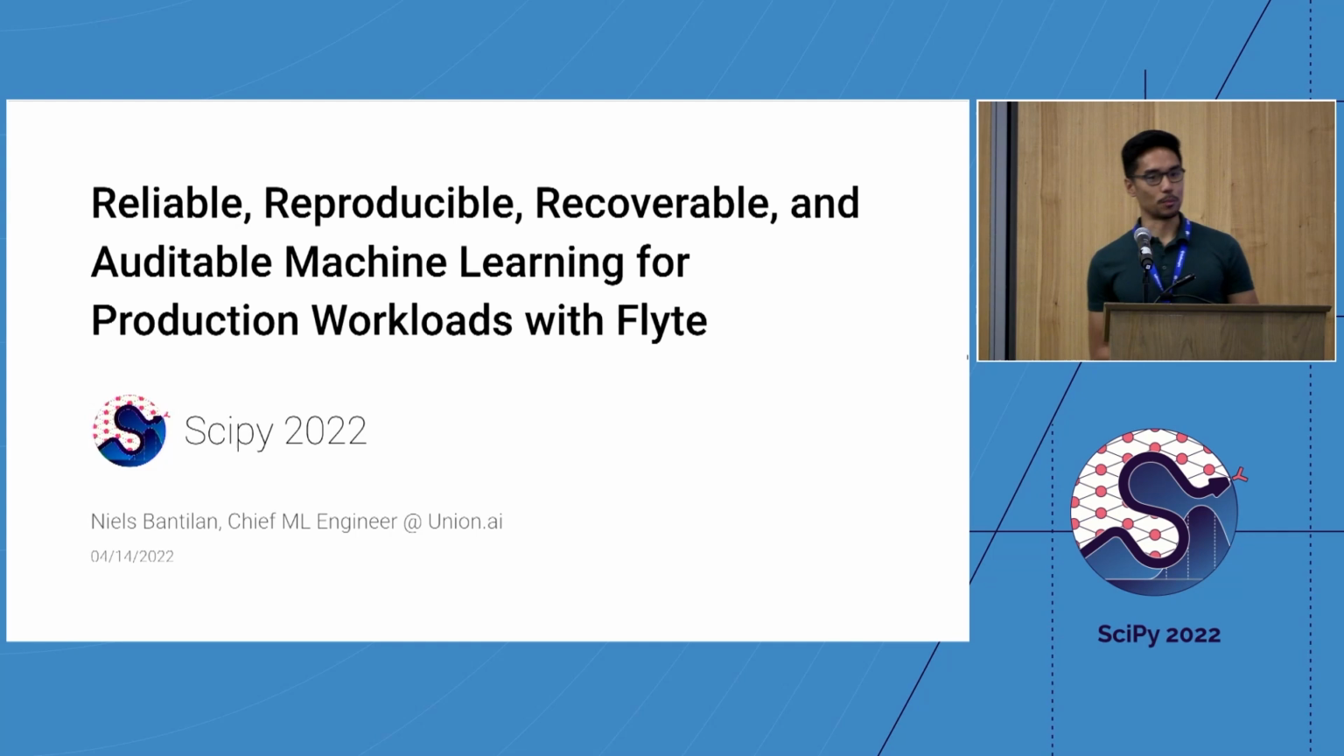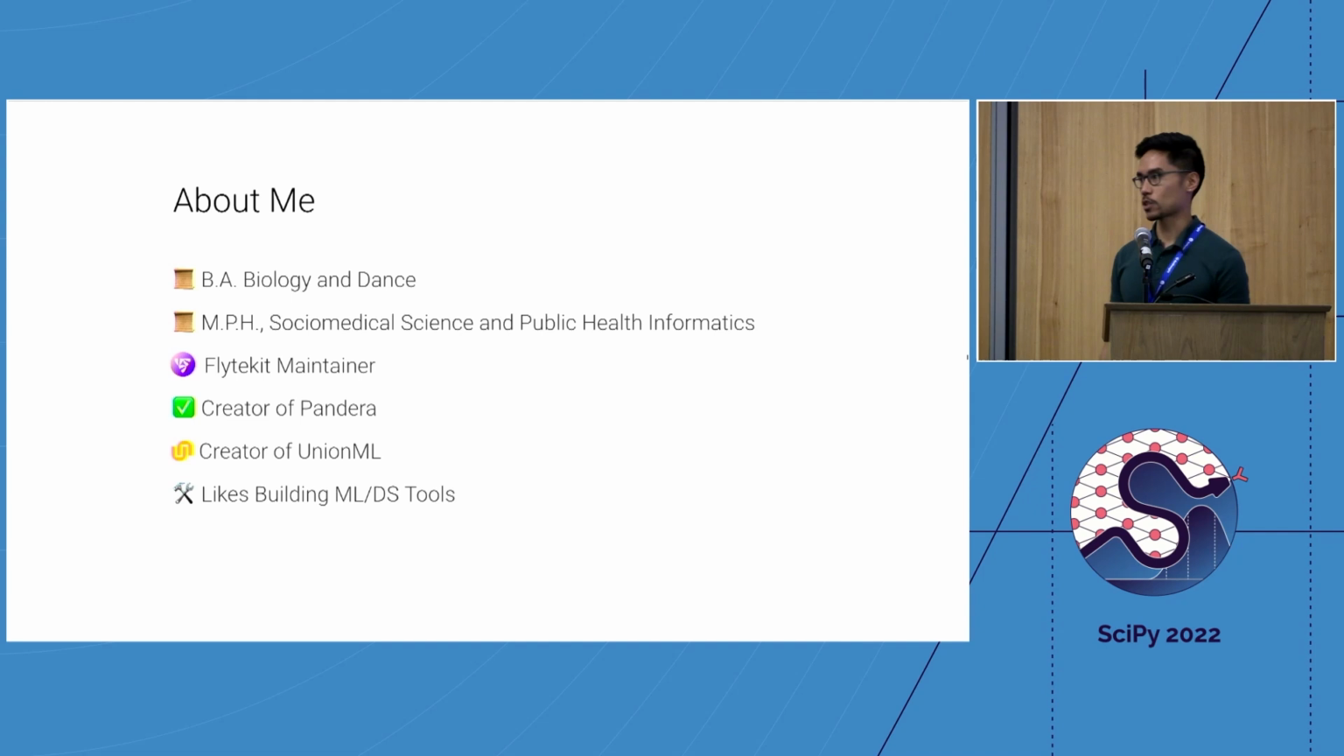So before getting into that, just wanted to give you a little bit more context of where I'm coming from, a little bit about what my journey is. I got a bachelor's in biology and dance, went into public health, and that's when I started doing statistics and coding, and I fell in love with coding, and so now here I am.